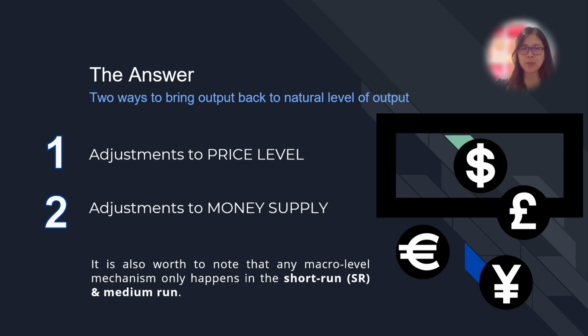Finally, this slide brings us to the answer. The two ways the economy can return to the natural level of output are, first, adjustment to price level, second, adjustment to money supply. It is also worth noting that any macro level mechanism only happens in the short run and medium run.